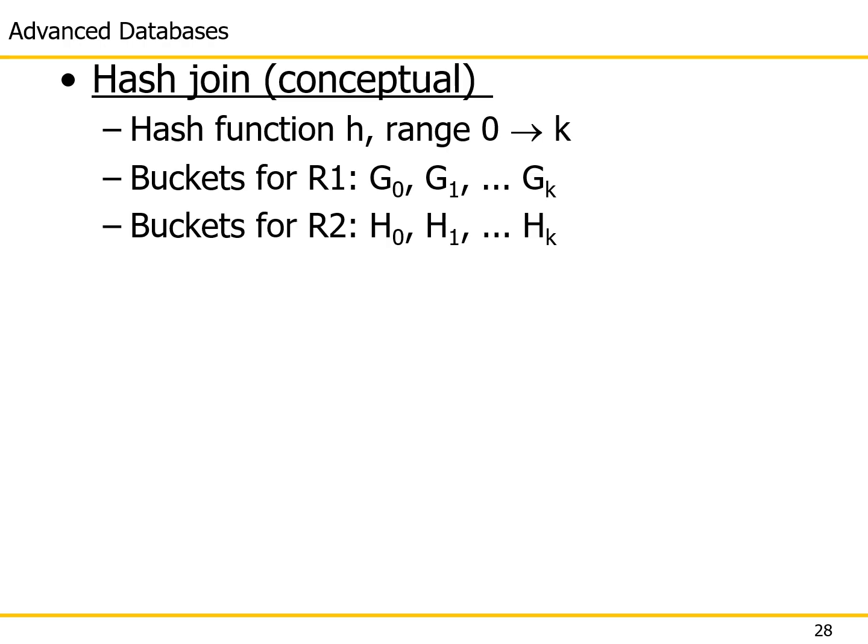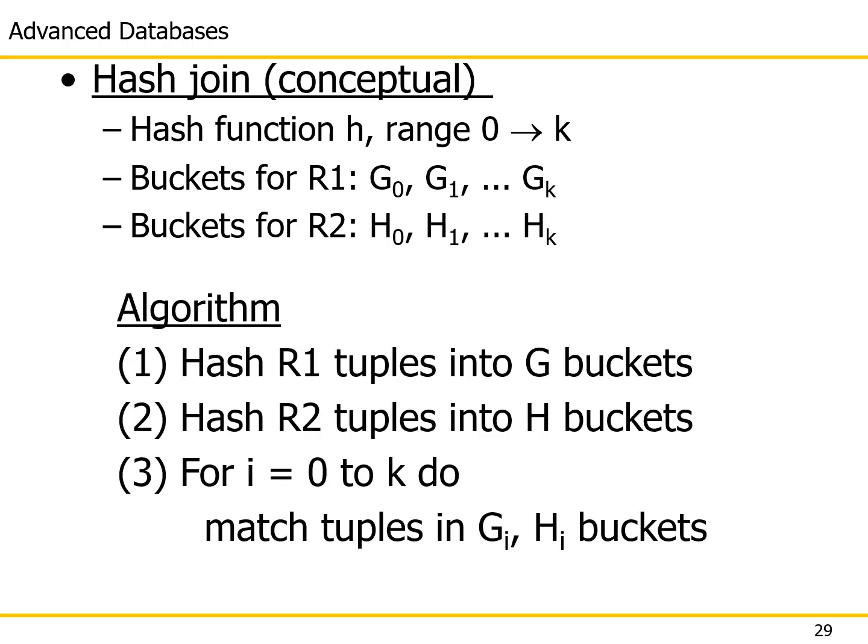Okay. Now, this is the algorithm I have just been describing. I will hash R1 tuples. When I talk about R1 tuples, I mean R1.c, the column that we're joining on. So this should be written as hash R1.c tuples into G buckets, hash R2.c tuples into H buckets, okay? And then match the tuples in G sub i and H sub i buckets.